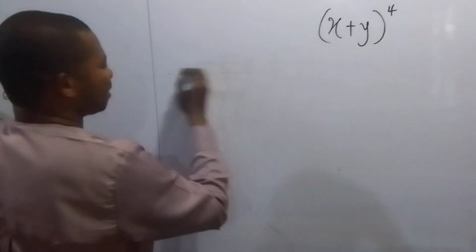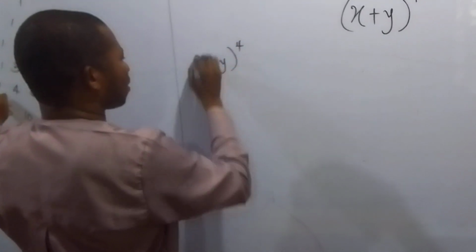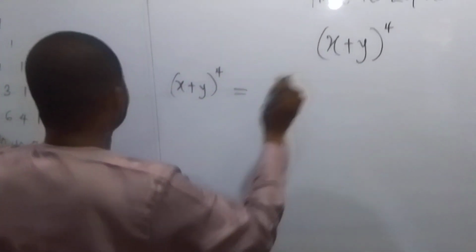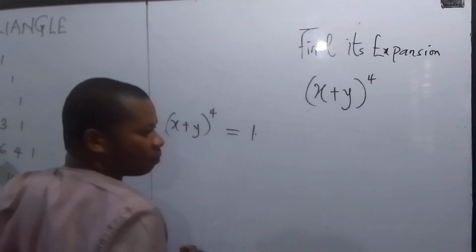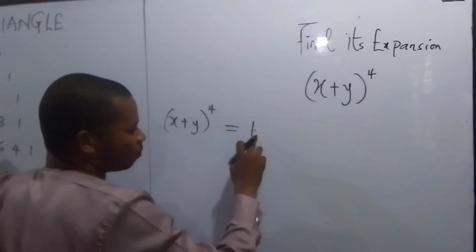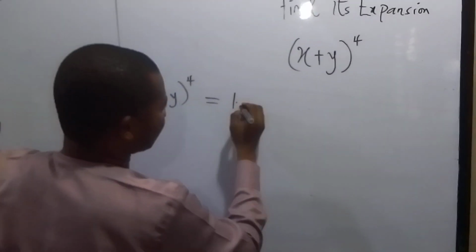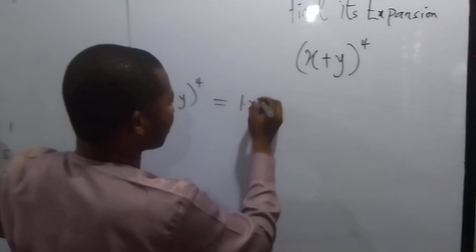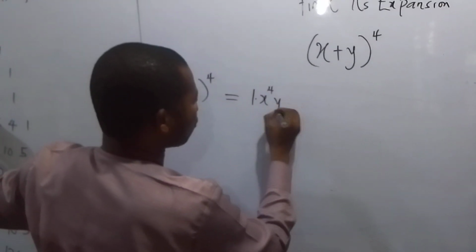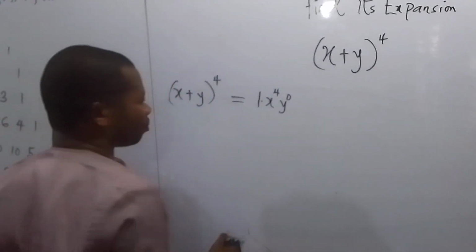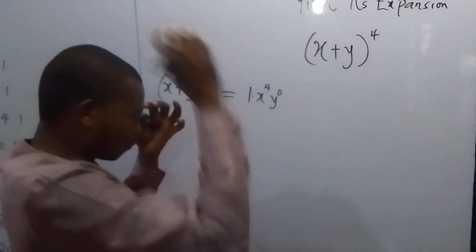So if I'm to expand this, I'm going to have (x plus y) all raised to power 4 will give me, my first coefficient is 1, that is 1 times, in engineering we use a dot to represent multiplication, that is times. So the first letter is x, so it's going to be x raised to power 4. The next letter I'm having is y raised to power 0. Of course, 4 plus 0 is still 4, so the power must be 4.